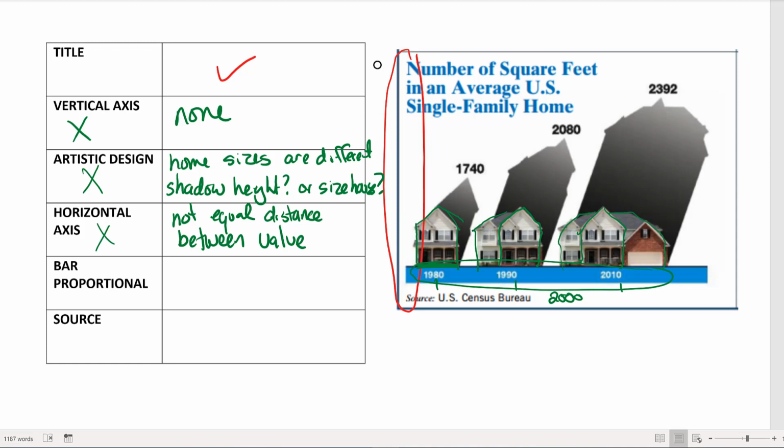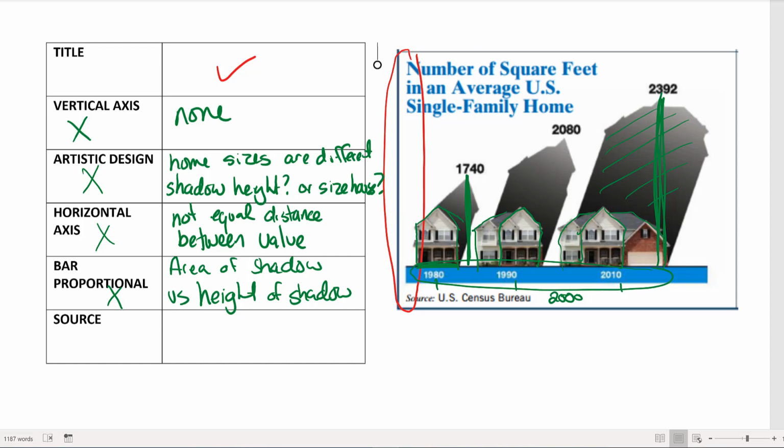The bar proportionality, the area of the shadow is much, much, much larger in the 2,392 than it is this 1,740. But are we talking about the height? Is it the height of the shadow? Or is it the area of the shadow? It's confusing. The bars are not proportional whatsoever, so this is not very good at all.